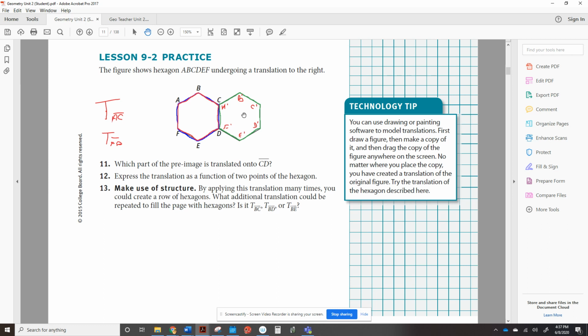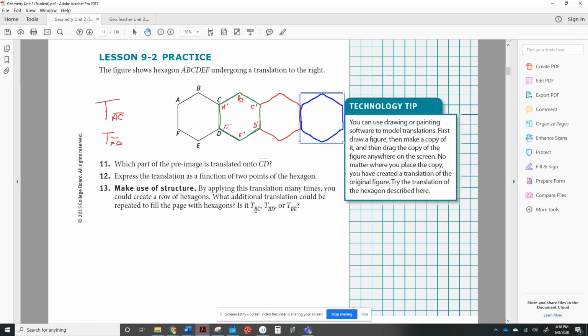Now they say, make use of this structure by applying this translation many times. You could create a row of hexagons. So in other words, if we kept doing this over and over, we take this one and slide it over here. And then we take this other one and slide it over here. So we could just keep doing it over and over and over, and that would create a row of hexagons. That's what it's saying. It's saying now, which one of these other transformations would we have to do if we want to fill the entire page? So not just this row, but we want to do another row.